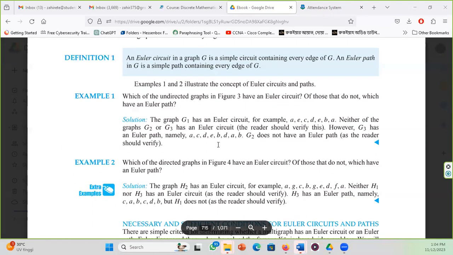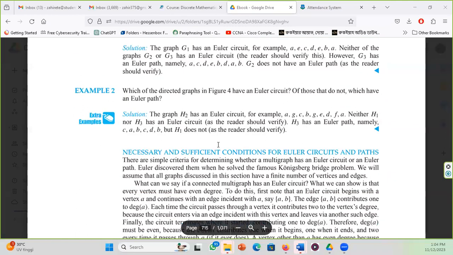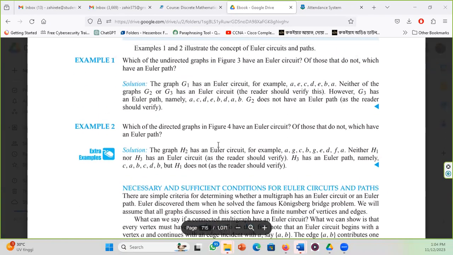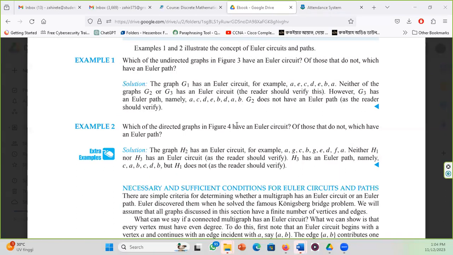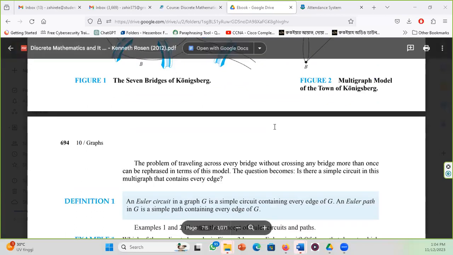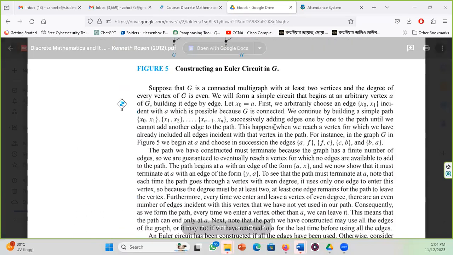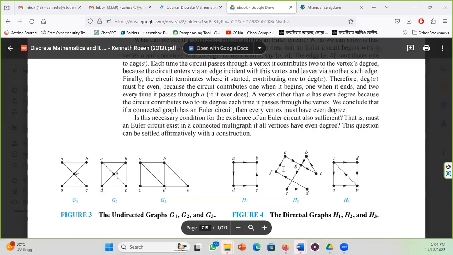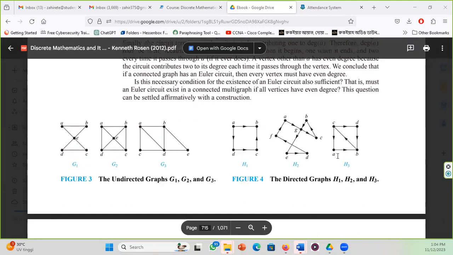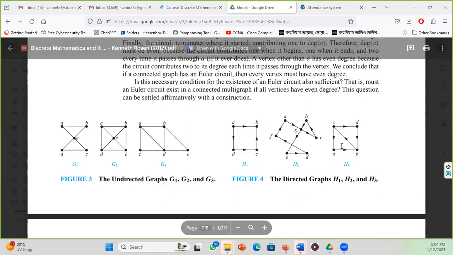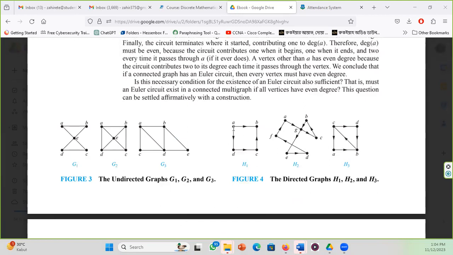Okay. So how the question comes from here, for example: which of the directed graphs in figure 4 has the Euler circuit? So let us see figure 4. This one is figure 4. You need to find out which has the Euler circuit. That means starting from the same point, touch all the nodes and again come back to the same point. So you need to find out this way.